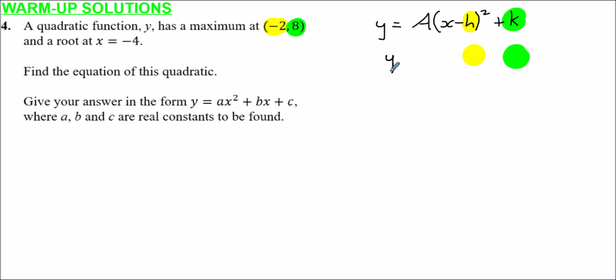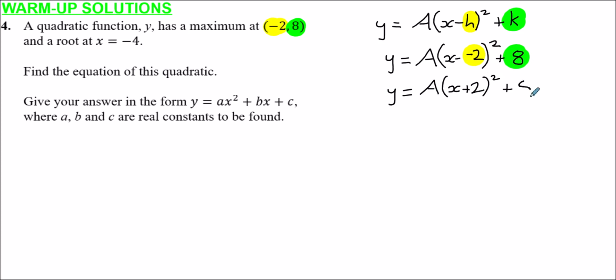So we next have y equals a brackets x minus minus 2, just be careful there, squared, and then plus 8. In other words, the equation of it is y equals a brackets x plus 2 all squared plus 8. That's not enough because we still need to work out what a is.